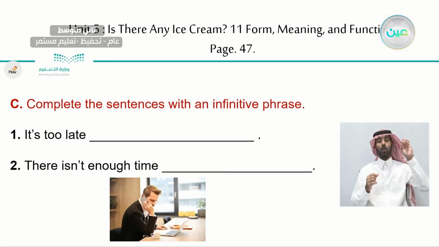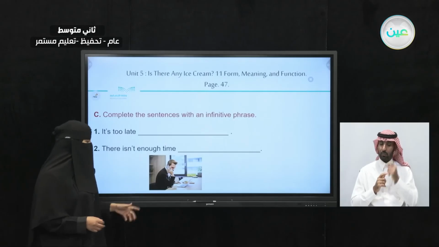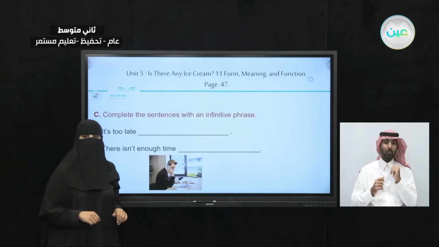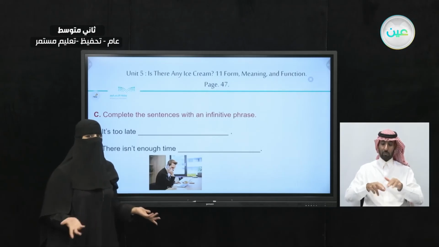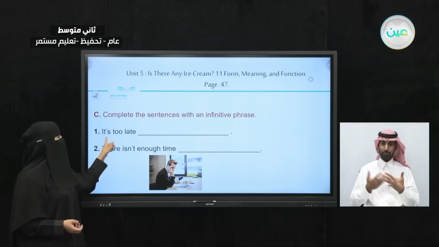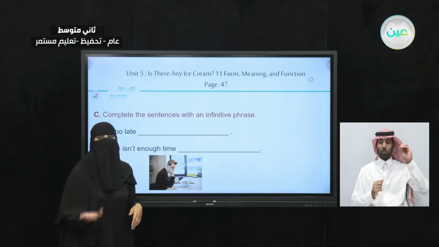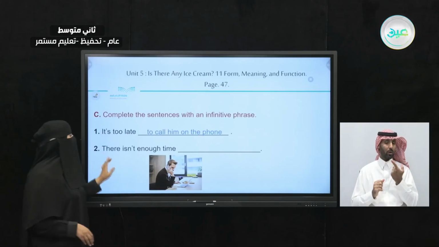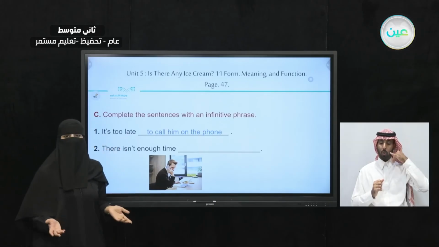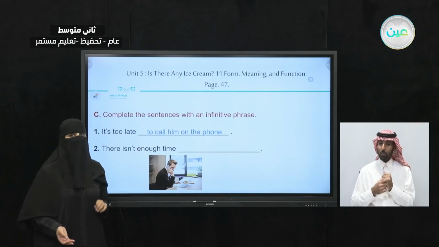We have the beginning of the phrase. Let's complete the sentence. So what can you see here in this picture? I can see a man and he's calling on the phone and working on his laptop. So is he a busy man or not busy? Well, looks like he's a busy man. So it's too late. What are we going to use here? Infinitive phrases. It's too late to what? Too late to call him on the phone. Maybe it's late at night. This could be a possible answer.